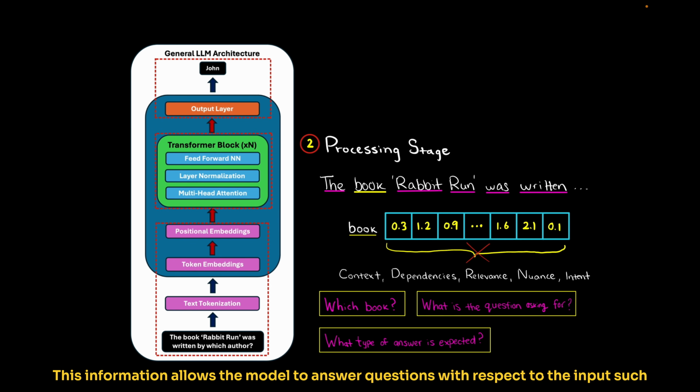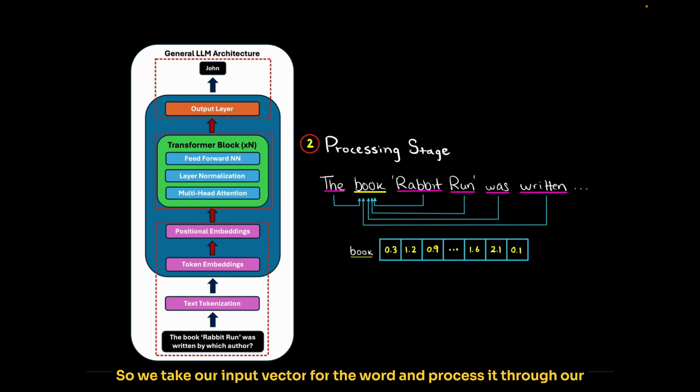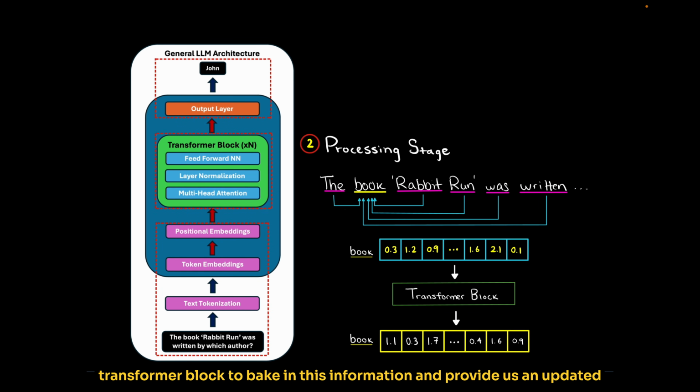This information allows the model to answer questions with respect to the input, such as which book, what is the question asking for, and what type of answer is expected. To incorporate this information, we inject the representation of a given word with contextual information from the other words in the sequence. So we take our input vector for the word and process it through our transformer block to bake in this information and provide us an updated vector representation that encapsulates this contextual data, which is why we call our output vectors contextualized vector representations.